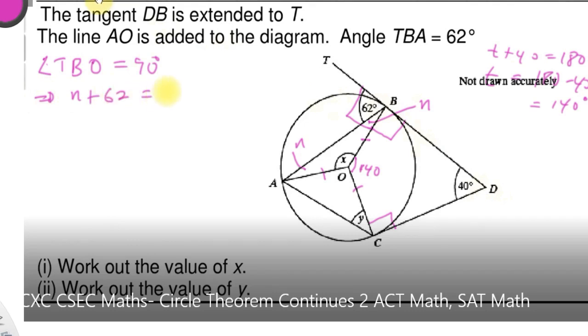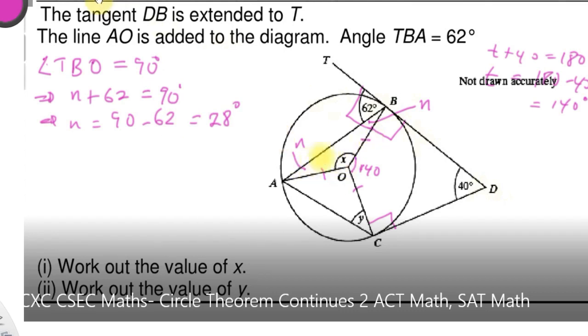Must be equal to 90 what? 90 degrees. Okay, so this implies that N is equal to 90 minus 62. What is 90 minus 62? It is 28 degrees. So N is equal to 28 degrees.